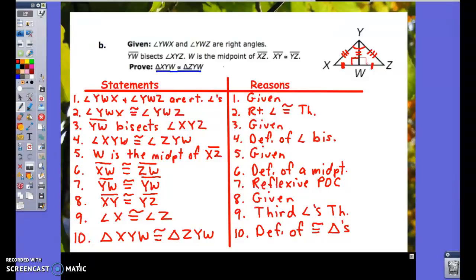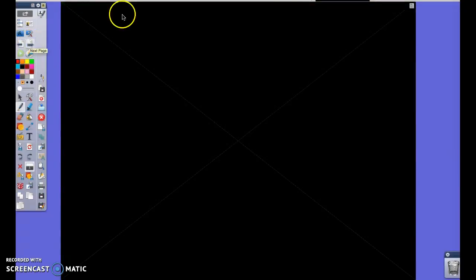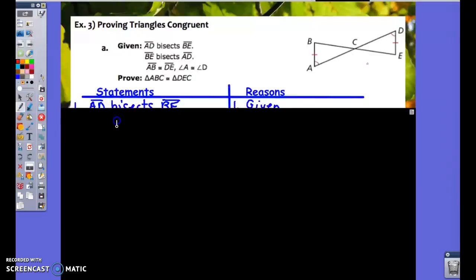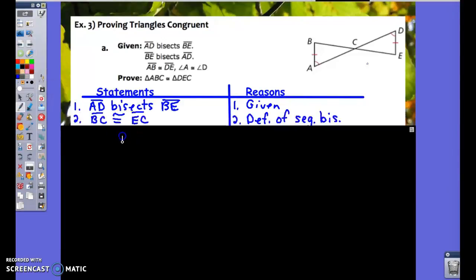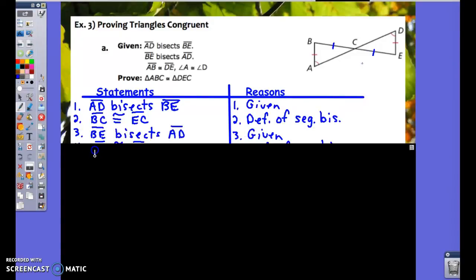Now, each of the next 3 examples are going to be pretty similar in nature. What we're trying to do, again, is get all 6 parts of the one triangle congruent to all 6 parts of the other. So I'll go ahead and do this next one here. Again, we'll reveal the given information, and we'll take one piece at a time. It said that AD bisects BE. Based off of that information, we know that segment BC would be congruent to segment CE. And that's based off the definition of a segment bisector.